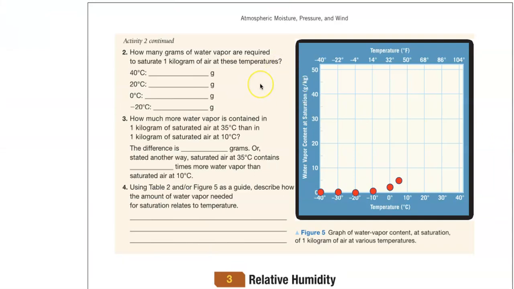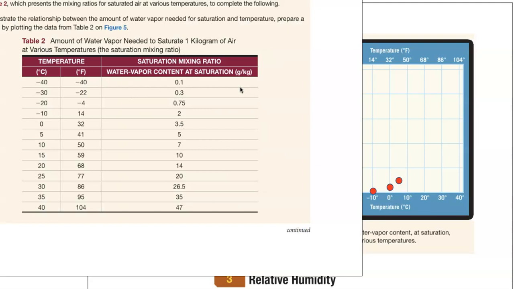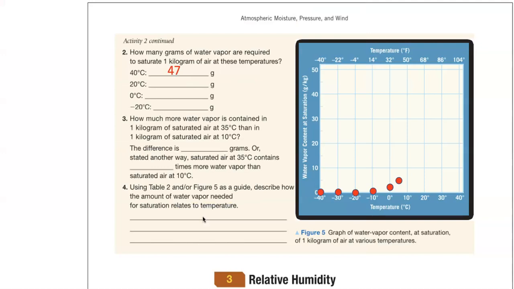The first question here says, how many grams of water vapor are required to saturate a kilogram of air at these various temperatures? At 40 degrees centigrade, how many grams of water vapor are going to saturate a kilogram of air? So you go back to the table, you look for 40 degrees centigrade, which is here, and you see that it takes 47 grams of water vapor to saturate the air. So that one's 47.